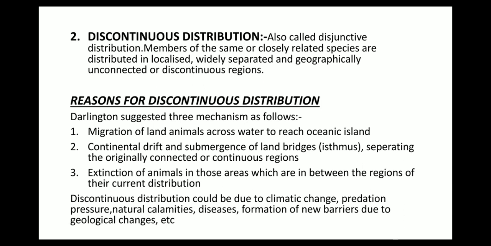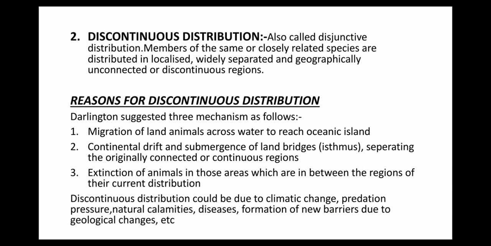Reasons for discontinuous distribution. The animals exhibiting discontinuous distribution today are believed to have had a continuous distribution in the past. Various hypotheses have been proposed to explain the reasons for discontinuous distribution. One of the seemingly valid explanations is that of Darwin. He suggested three mechanisms as follows.